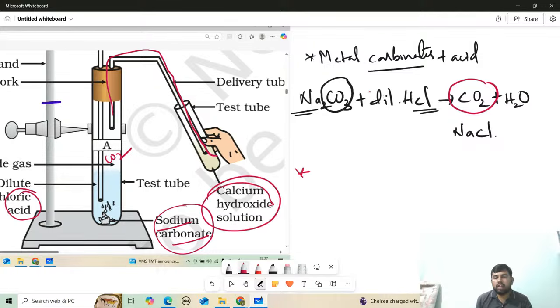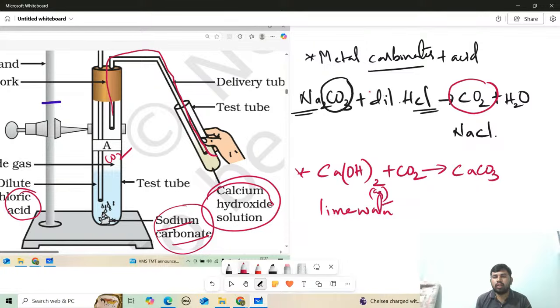So here Ca(OH)2, with the OH taken twice, will be there. You can say this is lime water. Plus CO2 will be there. So aqueous lime water solution forms CaCO3, calcium carbonate, which is a solid and which is milky white. So this milky white confirms the formation of CaCO3, plus H2O is going to form.